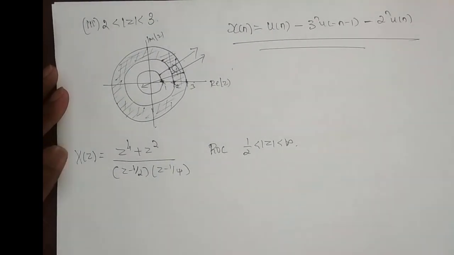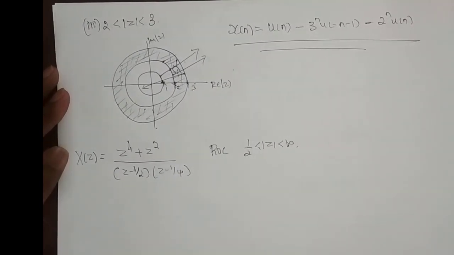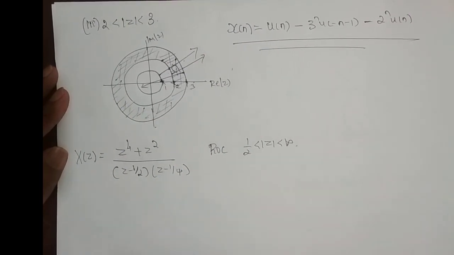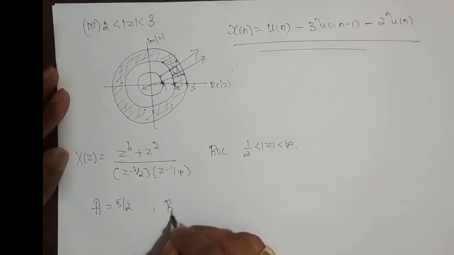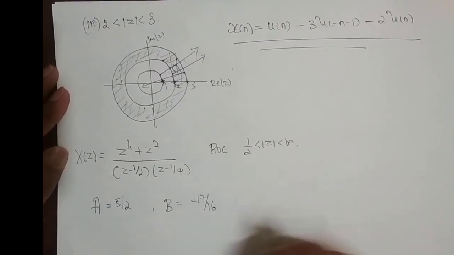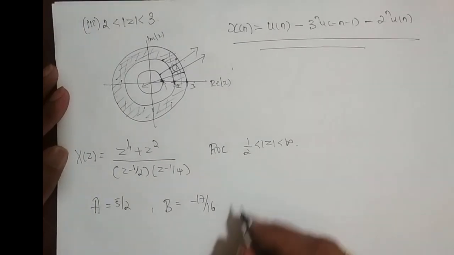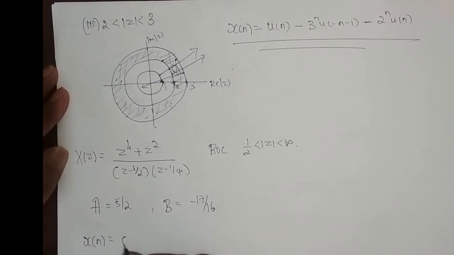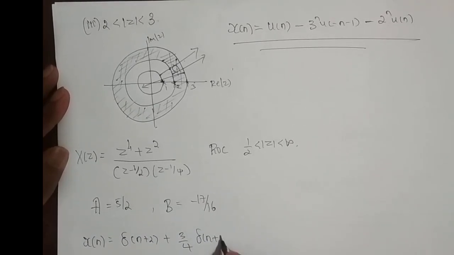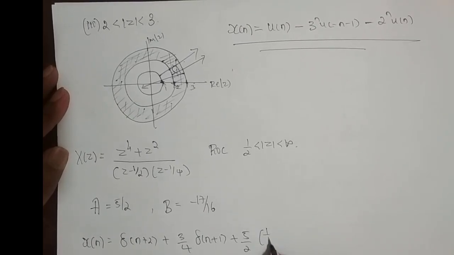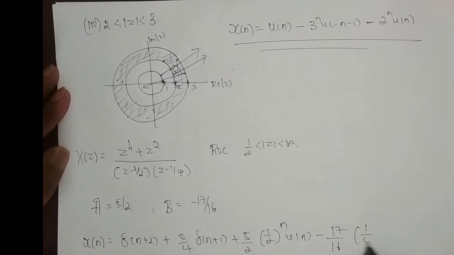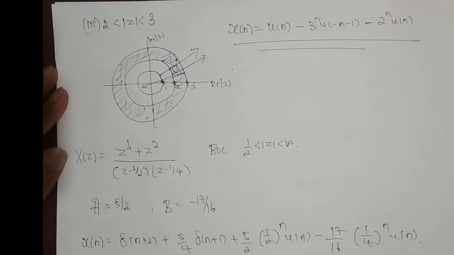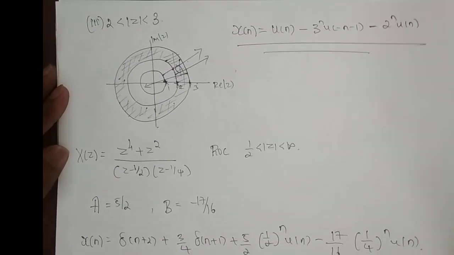Okay, so I will give you the intermediate results. You just cross check it. The value of A is 5 by 2. The value of B is minus 17 by 16. And the inverse z transform x of n is delta of n plus 2 plus 3 by 4 into delta of n plus 1 plus 5 by 2 into 1 by 2 power n u of n minus 17 by 16 into 1 by 4 power n u of n. So this is the solution. Okay, you try.